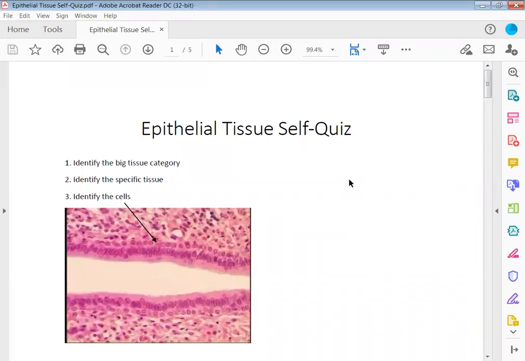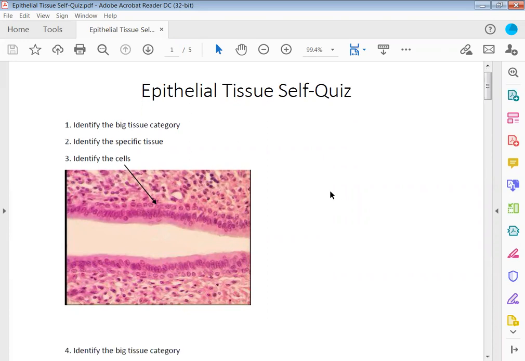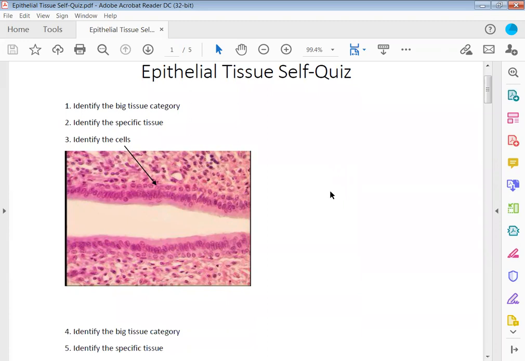Okay, we're going to go over the epithelial tissue self-quiz. This is a way to quiz yourself to make sure that you know everything to prepare for your quiz over the tissues and for your practical number 2. On the first picture here, it says identify the big tissue category. The big tissue category here would be epithelial or epithelium.